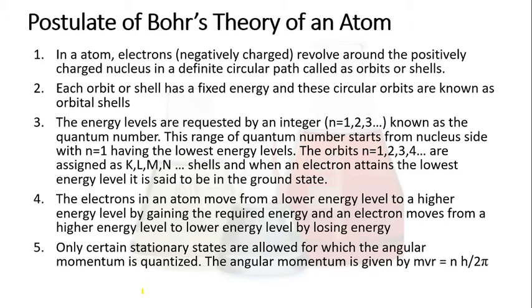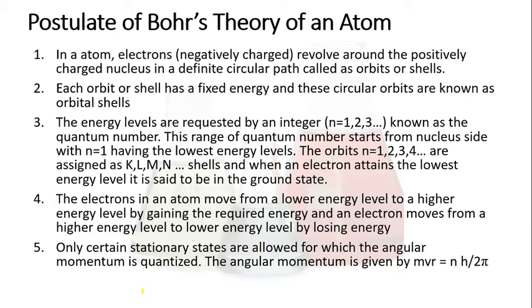Next, the energy levels are represented by an integer n equal to 1, 2, 3 and so on, which are known as quantum numbers. These quantum numbers start from the nucleus side, with n equal to 1 having the lowest energy level. The orbits n equal to 1, 2, 3, 4 are also assigned as K, L, M, N and so on shells. And when an electron attains the lowest energy level, it is said to be in the ground state.